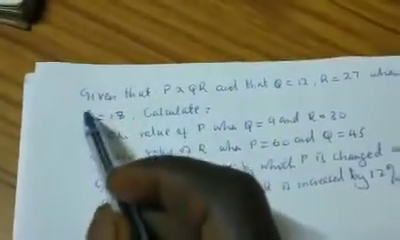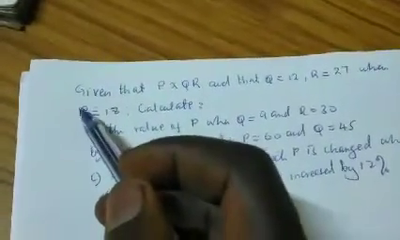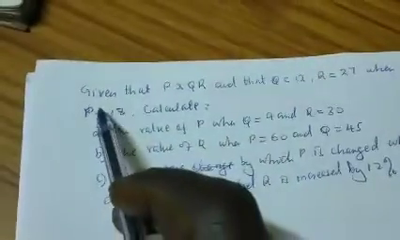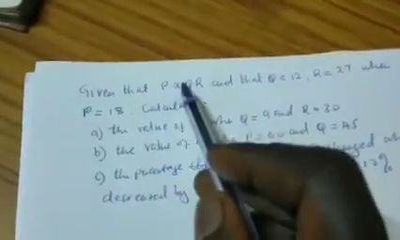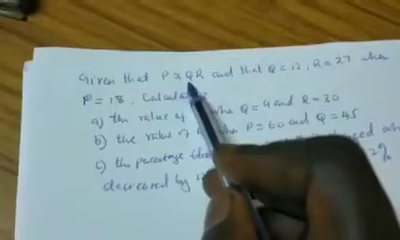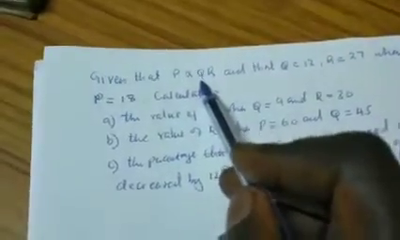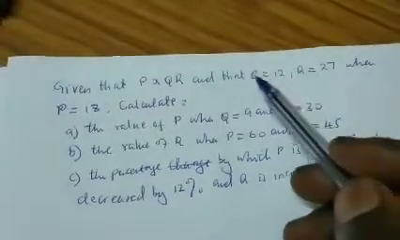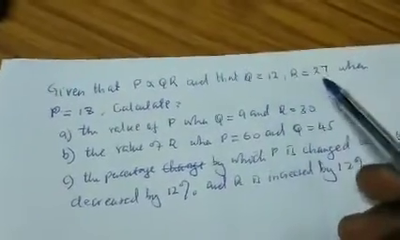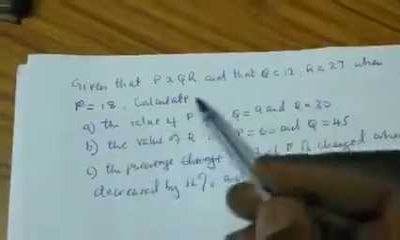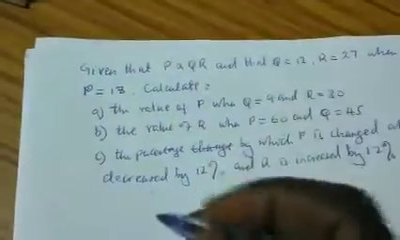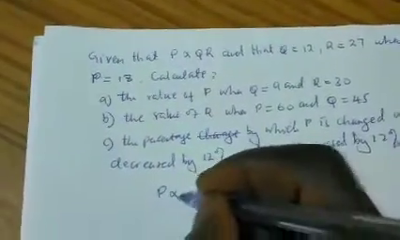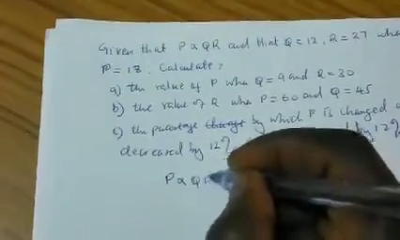Now we're faced with the question here on formula and variation. Given that P is directly proportional, jointly proportional to Q and R, and that Q is 12 when R is 27, when P is 18. So here we are saying that P is directly proportional to Q and R.